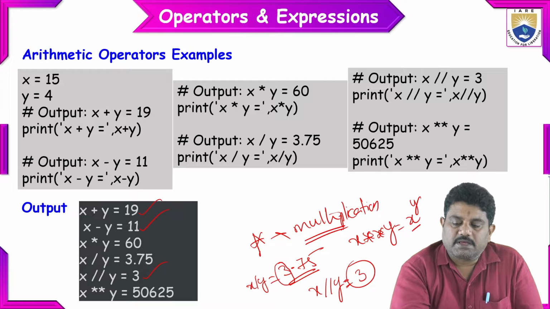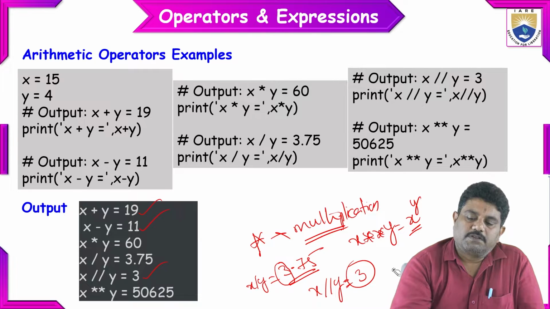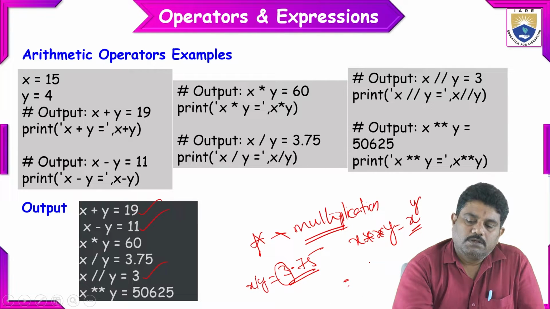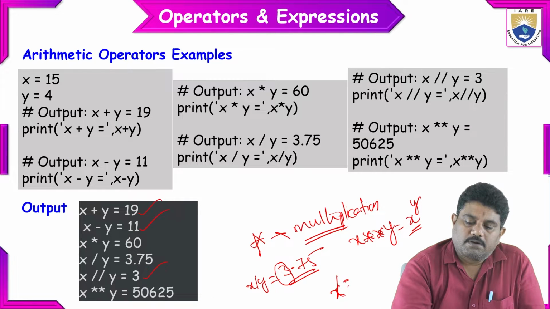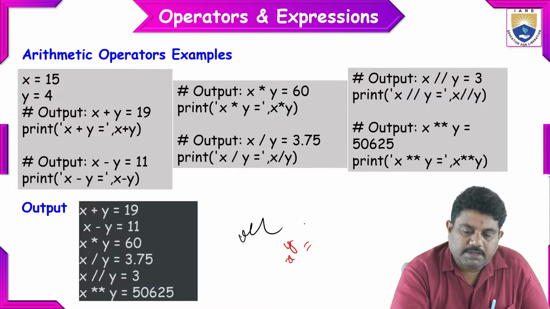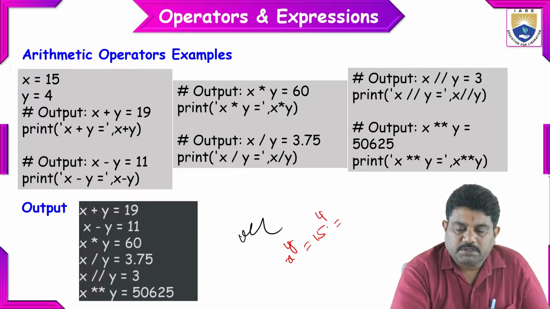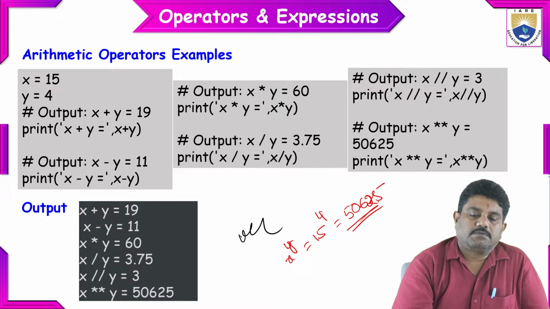And x double star y, we can represent it as x power y. What is the value of x? 15. What is the value of y? 4. So 15 power 4 is equivalent to 50,625. This is the value.